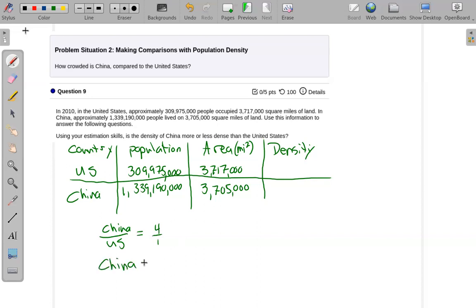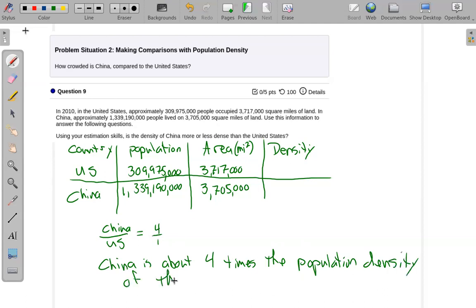China is about 4 times the population and density, since the area is pretty close. I'm just going to say 4 times the population density of the US. All right, so think about that, write some stuff down like this, and give the next couple of questions your best answer.